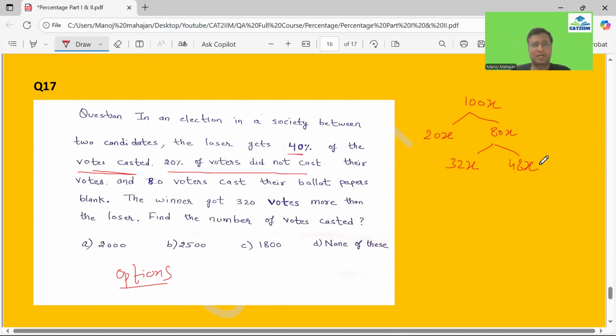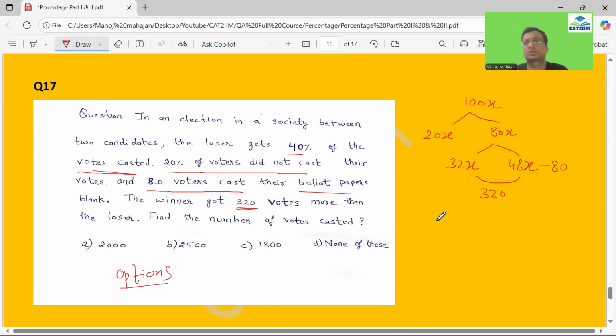Now just remember that 80 voters cast their ballot papers blank. So this 80 would be subtracted from where? That is something where students are going to commit the mistake. The loser got 40%, so nothing is to be subtracted from here. It would actually be subtracted from this part. Now you know that the difference between the two, the winner got 320 votes more.